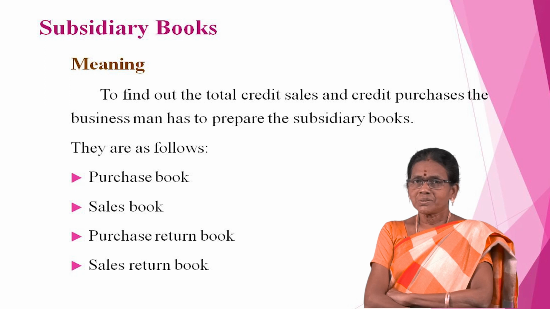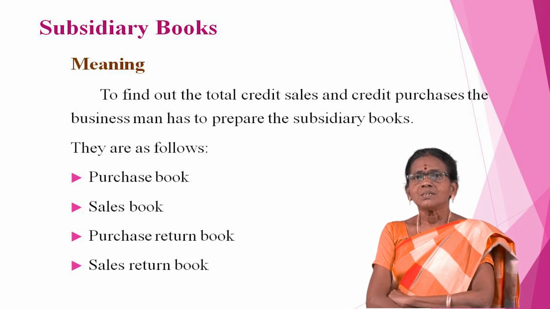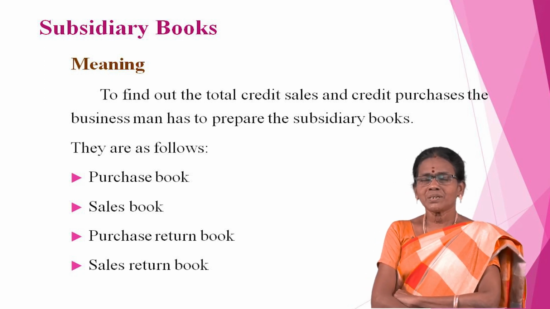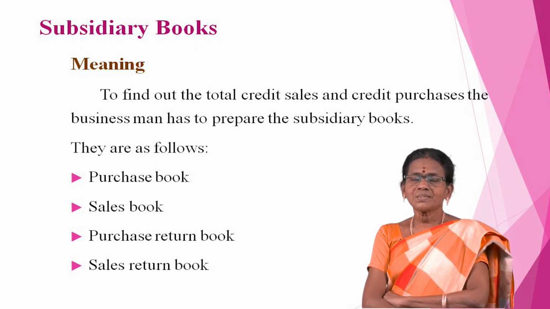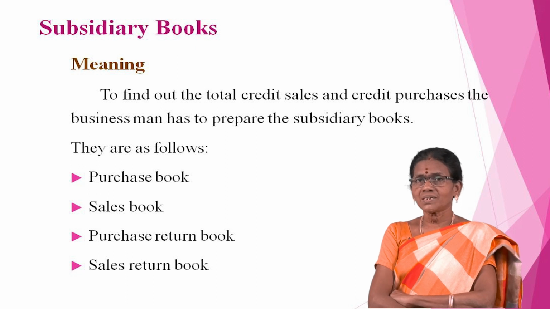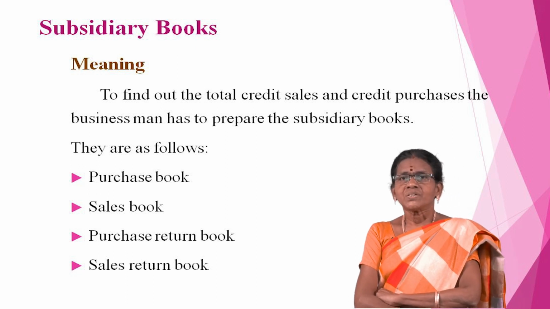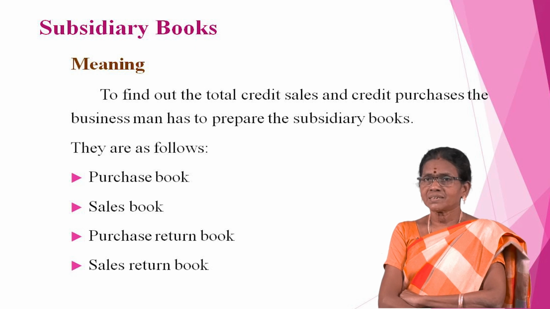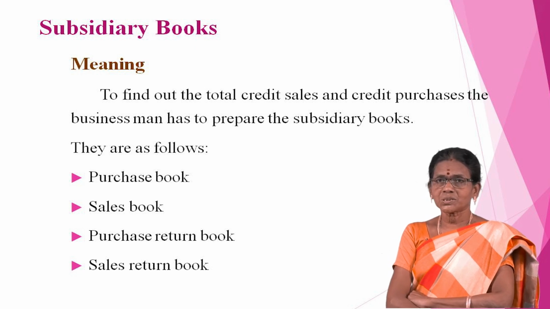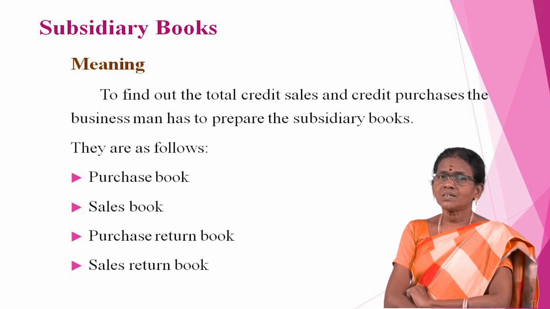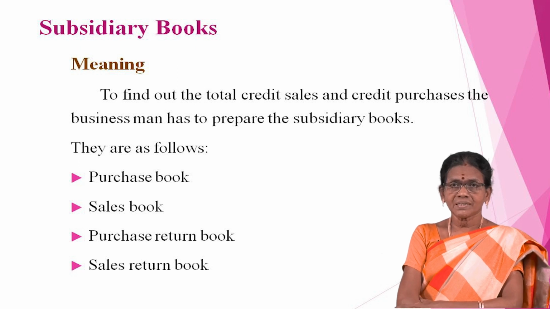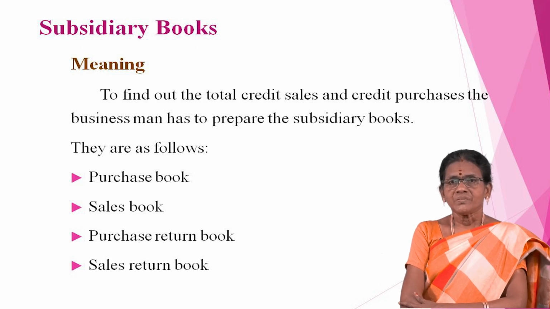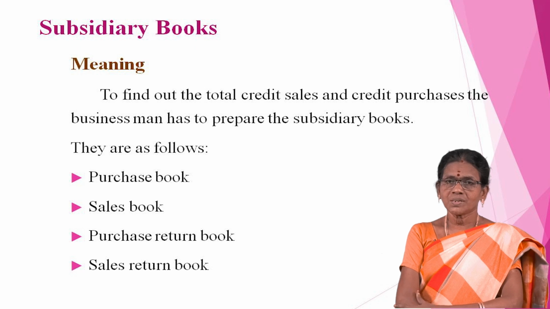The subsidiary books. The subsidiary books are those books which can be prepared by the businessman in order to find out the total credit purchases and the total credit sales. So the meaning is, to find out the total credit sales and credit purchases, the businessman has to prepare the subsidiary books. There are some types of subsidiary books. The first one, the purchase book. Second is the sales book. Third one, the purchase returns book. And fourth one, the sales return book.